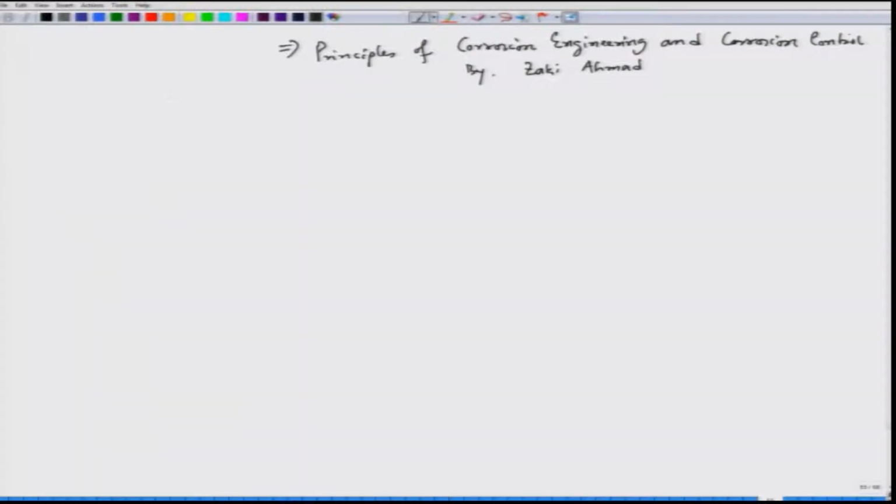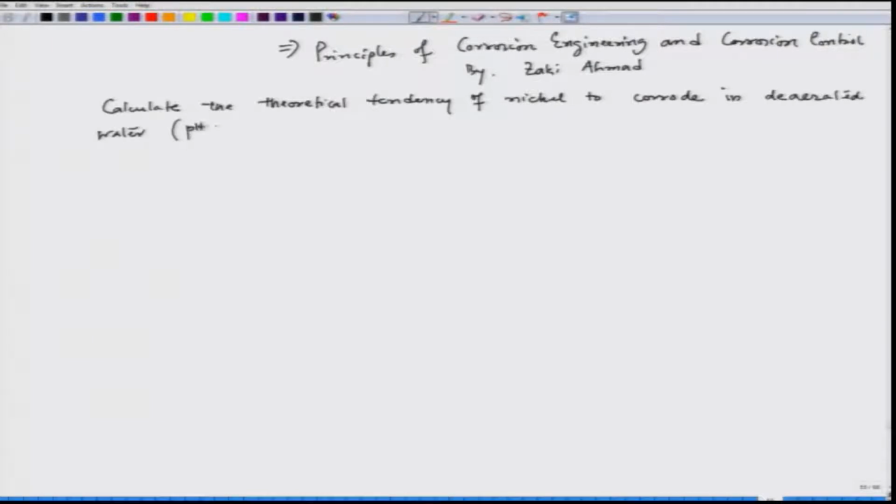So, the problem statement says: calculate the theoretical tendency of nickel to corrode in deaerated solution, deaerated water where pH equal to 8, and assume the corrosion products are H2 and Ni(OH)2.